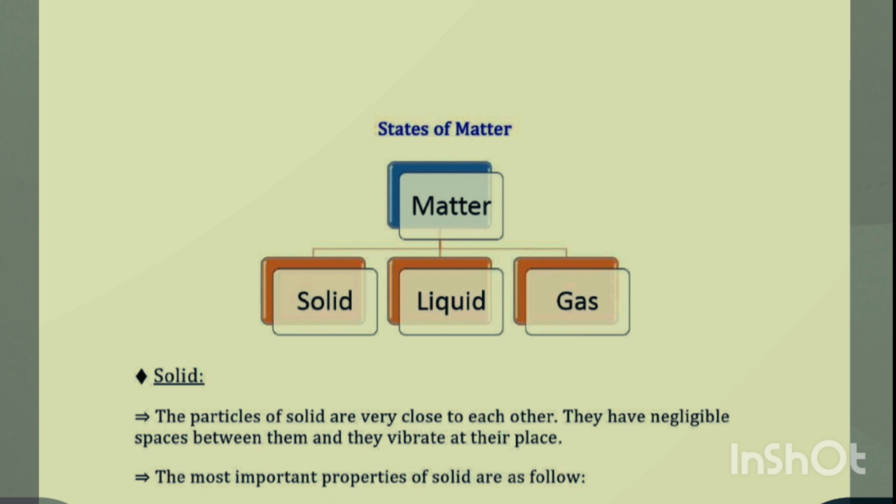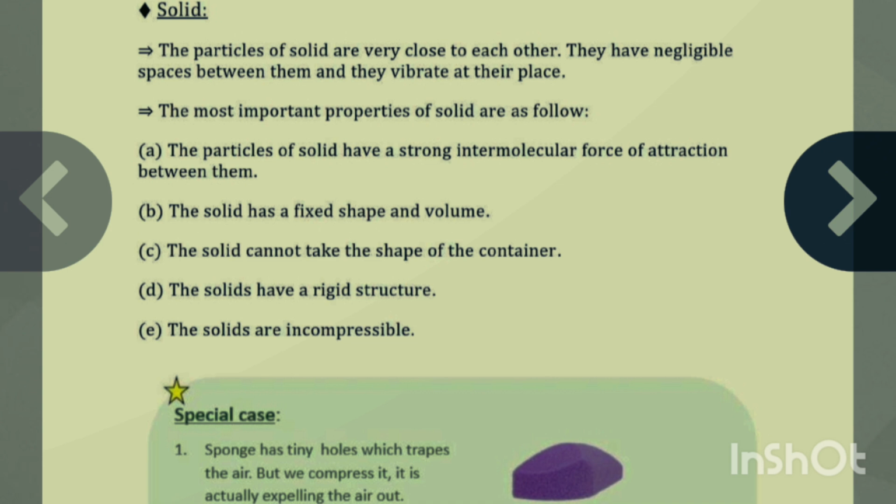So what are the important properties of solids? The first is that the particles of a solid have strong intermolecular forces of attraction between them. That is, they have very strong molecular attraction between them. Okay, and internally those molecules are attached to each other with a very strong force. The second, they have a fixed shape and volume. They cannot take the shape of the container. Solids have a rigid structure. Solids are incompressible. See here, I will explain the points.